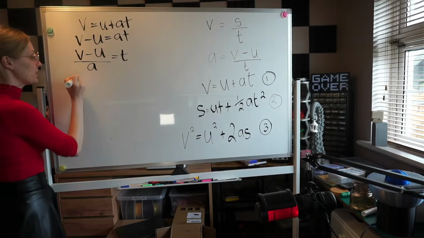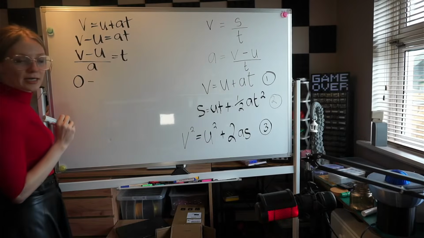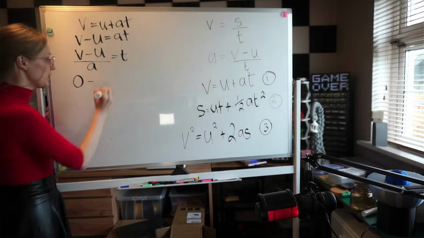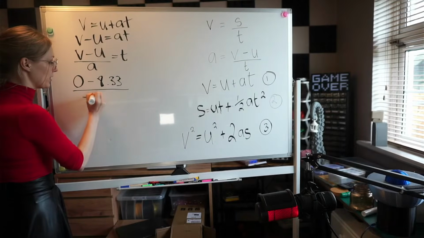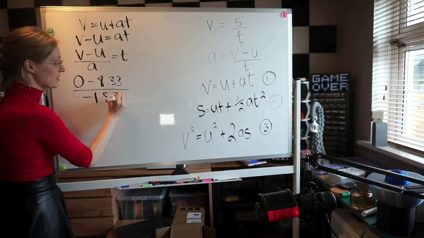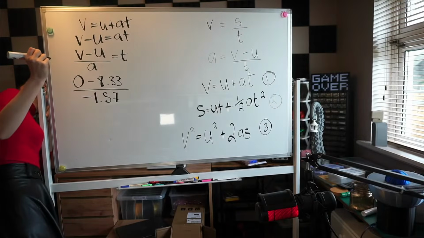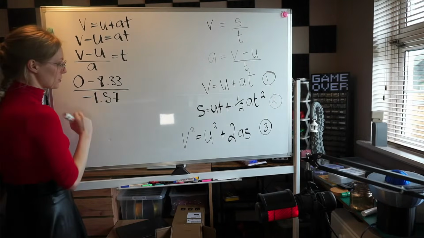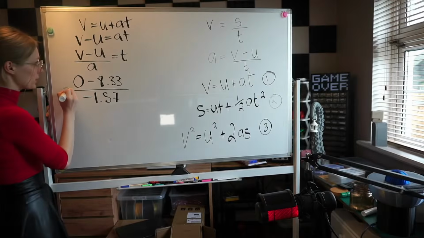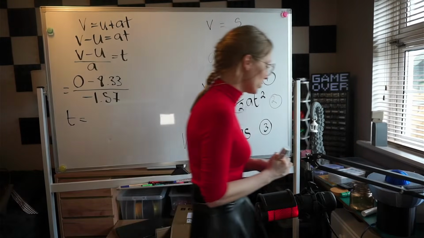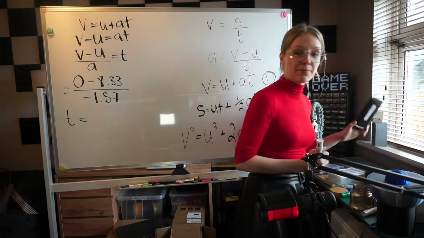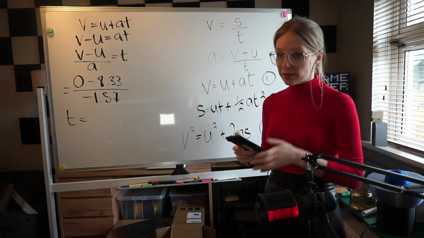V, our final speed, is 0. Our U, initial speed, is 8.33. And our acceleration that we calculated was minus 1.57 meters per second squared. And that's really important, because the two minuses above and below will cancel, and you will get a positive answer in time.